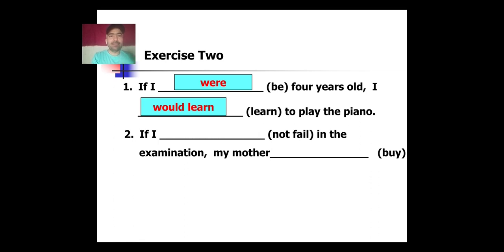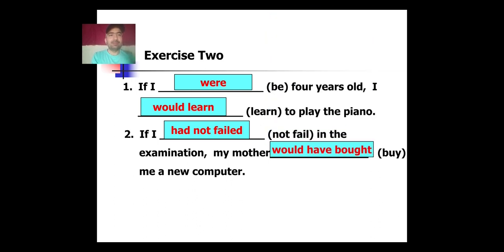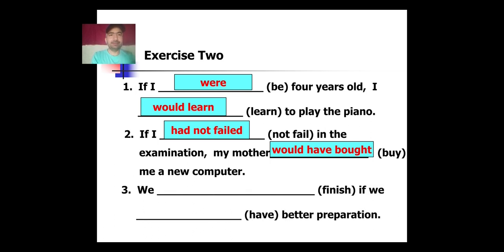So here you are with the second sentence. If I dash in the examination, my mother dash me a new computer. So what's your guess? Let's see. If I had not failed in the examination, my mother would have bought me a new computer. Here we are with the third sentence. We dash, if we dash, better preparation. Yes, we would have finished if we had better preparation. So let's move.